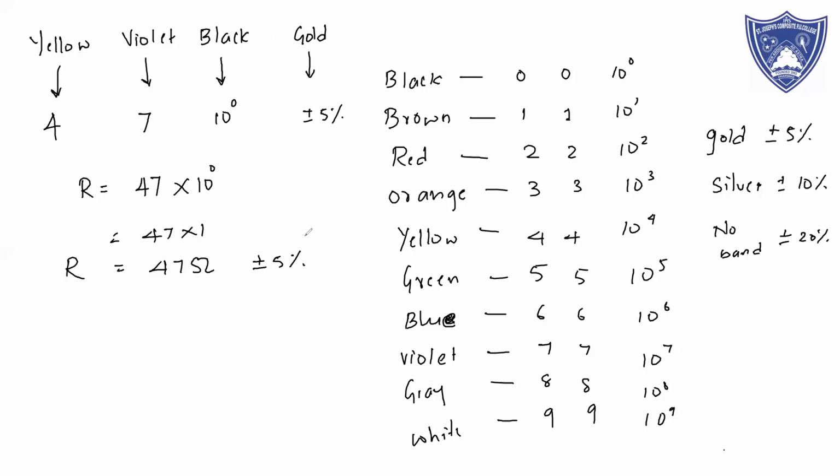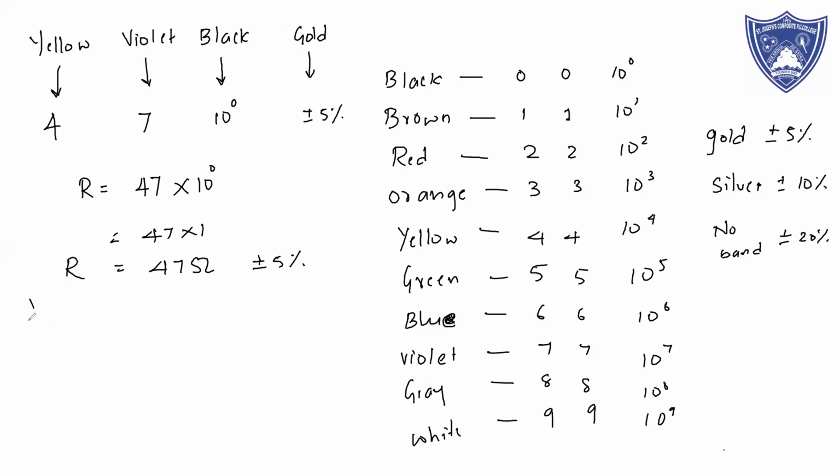Okay. If I consider the same colors in the next case, where the multiplier is red, I'll consider the same example, but the multiplier is red. How will you do that? The multiplier is red, and instead of gold, I'll say it's silver.